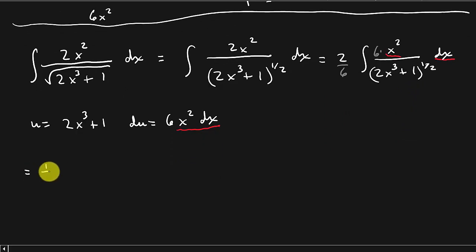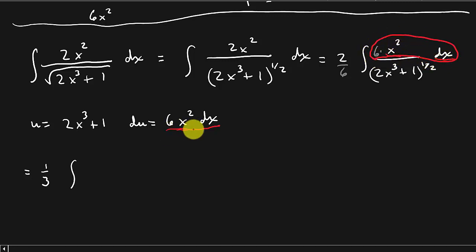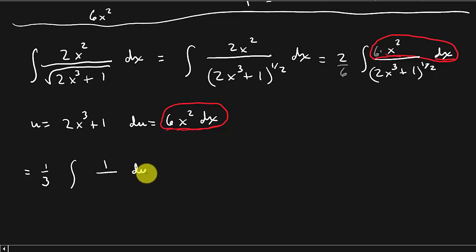So that's going to be what? You see there, I still got 2/6 is 1/3. That's what we had when we didn't pull the 2 out. You see, you're still going to get the same thing. And so, all right, so look at this. So I got the 6x squared dx, that's going to be replaced with du. So let's just put the du there. And then the 2x cubed plus 1, that's going to be replaced with u. So that's u to the 1/2.